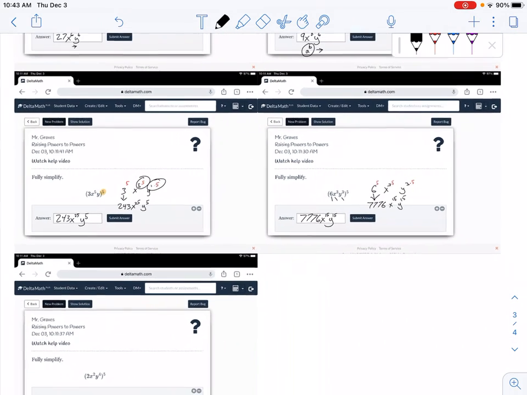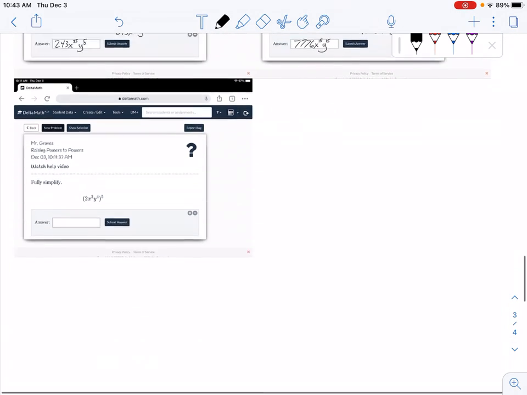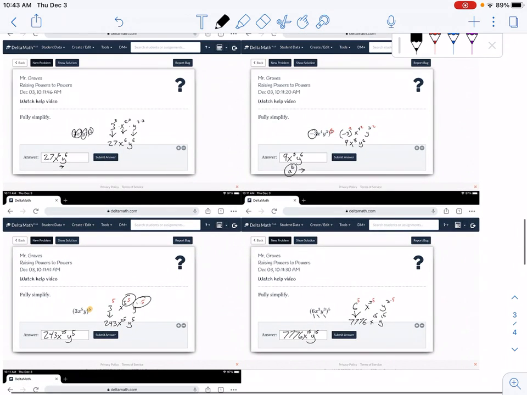Okay, and if you need help with the calculator or any part of this, please just let me know as you work on it on the independent practice.